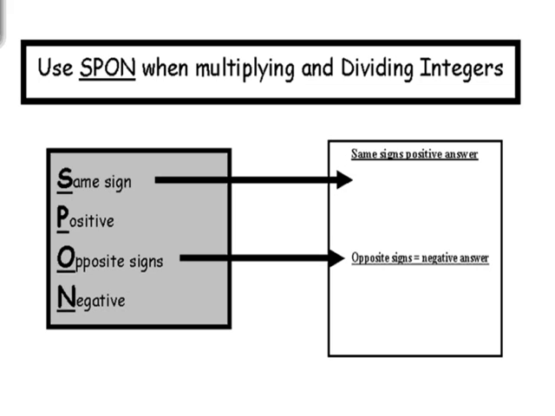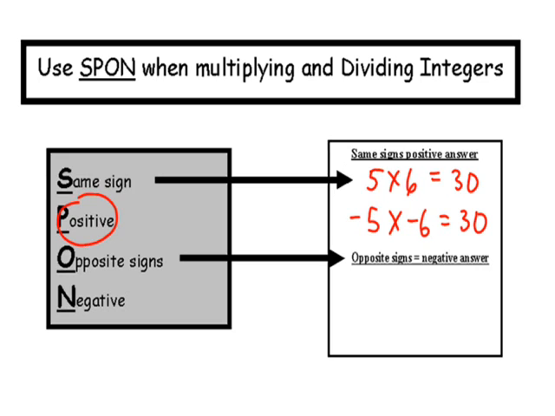So when you're multiplying two integers and they have the same sign, for example, 5 times 6, they're both positives, you're going to have a positive result. So it would be positive 30. If I had negative 5 times negative 6, they also have the same sign, and you're going to have a positive result, 30.